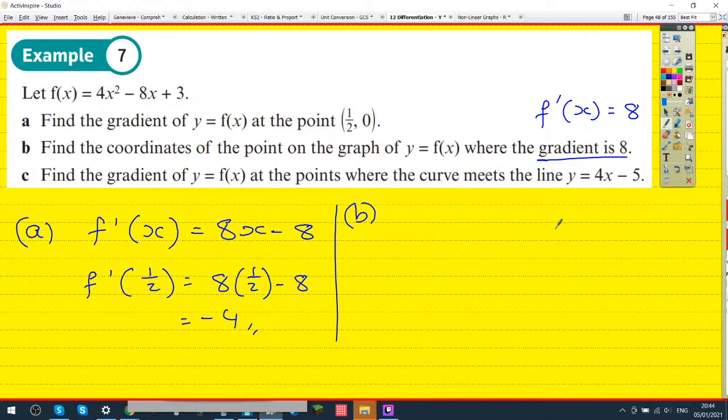What else is the f dash? 8 equals 8x minus 8. Yes. So that's what you have to solve. So can we plus 8 on both sides? Yep, which gives you 8x equals 16. And then divide by 8 on both sides. Yep. So x is 2. Technically they said coordinates. They want y.